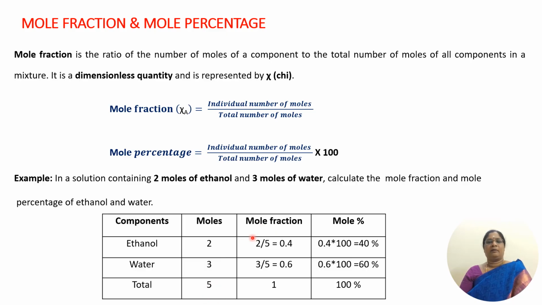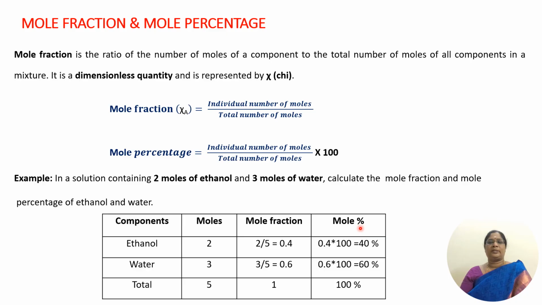Then we know mole fraction is equal to individual number of moles by total number of moles. So individual mole for ethanol is 2 divided by total moles 5. So 2 divided by 5 is equal to 0.4. Next for water, the individual is 3 divided by total 5. Then the mole fraction is 0.6. Always the summation of all the mole fractions will be equal to 1 and the sum of all mole percentages will be equal to 100.